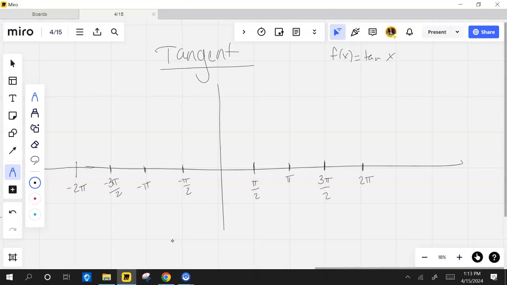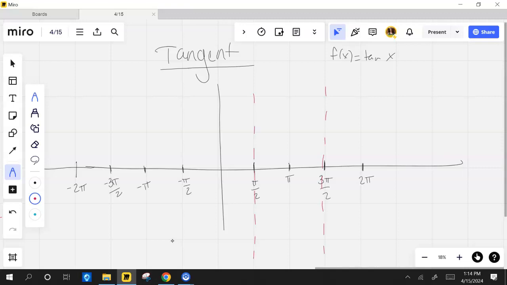All right, y'all ready? Thinking about your circle, what's special about tangents as you look around your circle? They're the only ones that have an undefined point, right? Undefined is where I'm going to put my asymptote. So tell me this: where on your unit circle am I being undefined for tangent? Pi over 2 and 3 pi over 2.